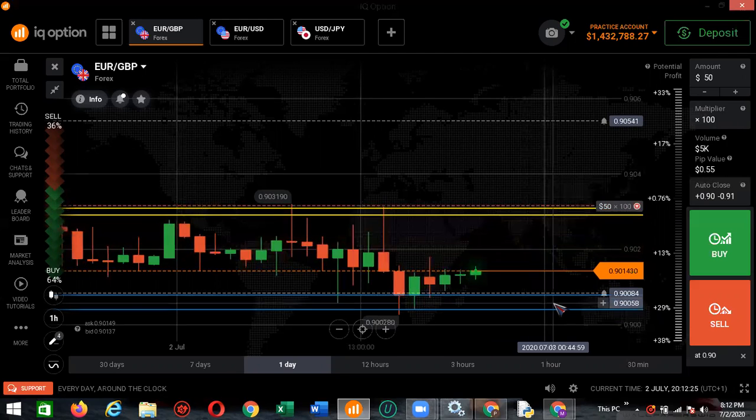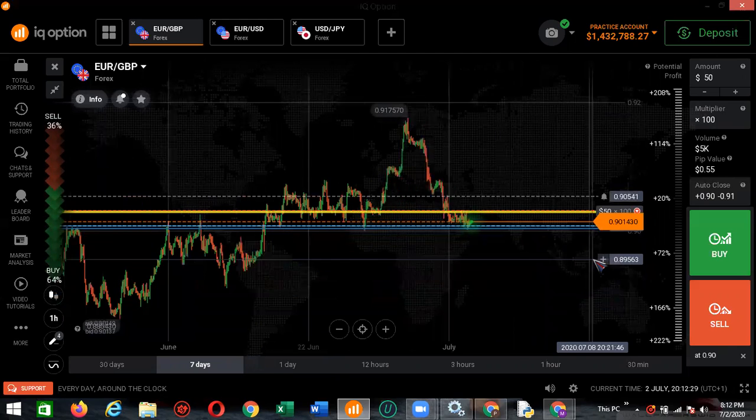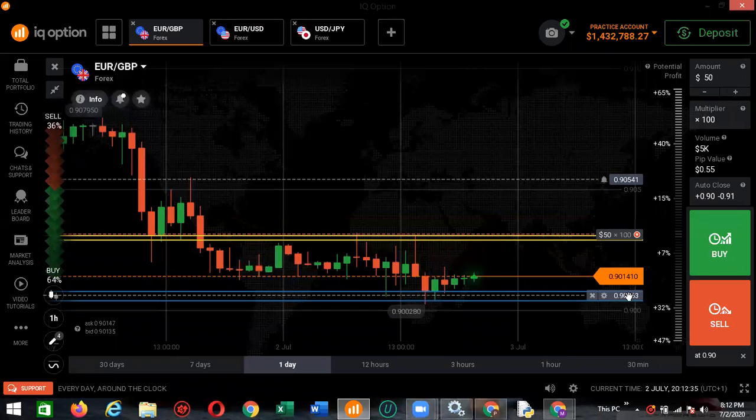Now, I have another strong one. Look at the market though. The market is in an uptrend though. So I have another strong support level here. So I can create a pending order that if the market should come to this level, it should buy for me. I can use like $100.